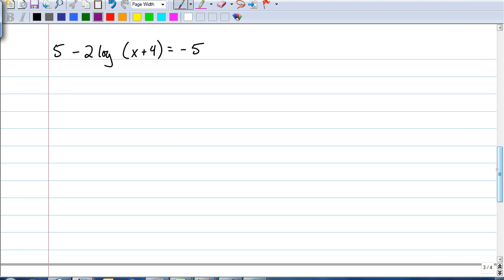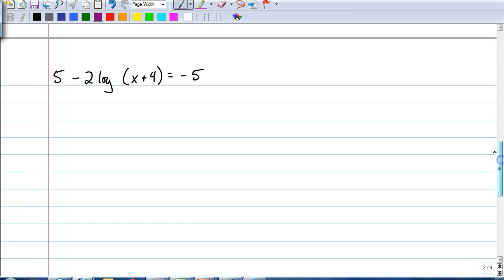5 minus 2 times the log of x plus 4 equals negative 5. Again, we're still going to use those same 3 steps. Now, if I had asked you to solve this equation, we would know that we'd want to subtract 5 first and then divide by negative 2. Well, this is going to be the same process. Instead of getting the a by itself, we're trying to get the log by itself. So I'm going to subtract 5 and then divide by negative 2.